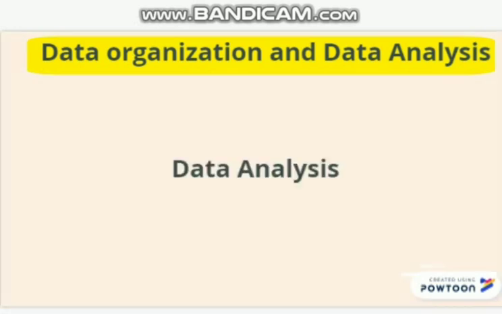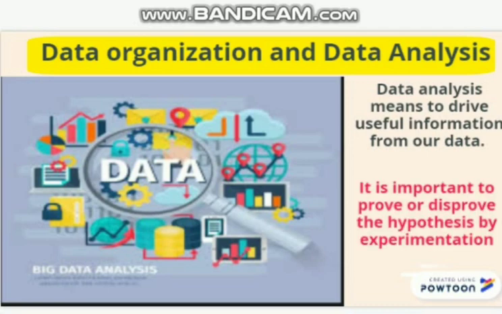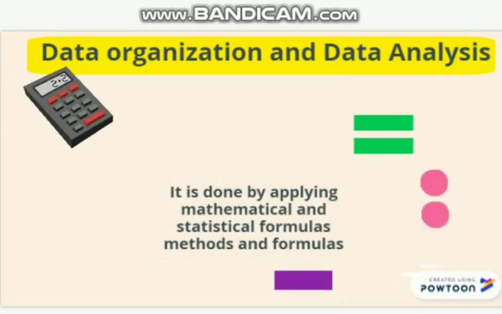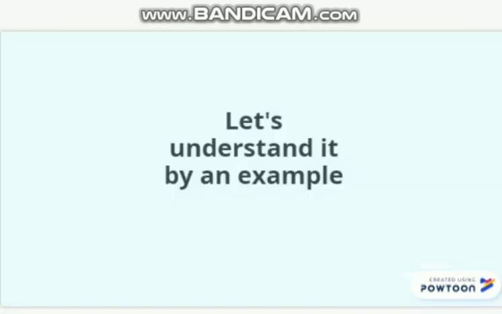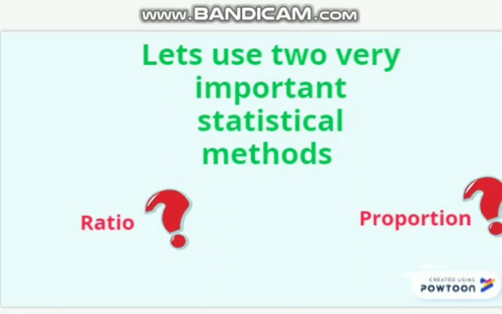Data analysis. Data analysis means to derive useful information from our data. It is important to prove or disprove the hypothesis by experimentation, and it is done by applying mathematical and statistical formulas. Let's understand it with an example. We will use two important statistical methods in our example. The first one is ratio and the second one is proportion. Let's see what is ratio and proportion.